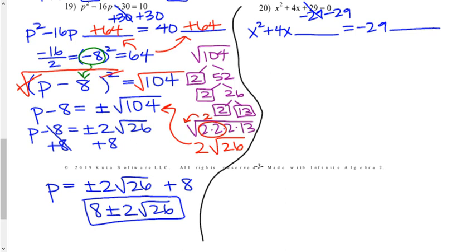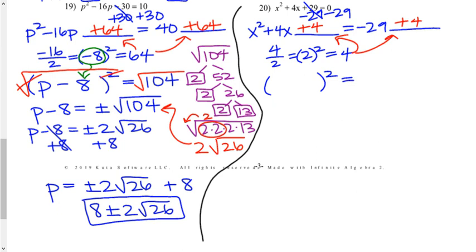All right, then I'm going to take my b value, which is 4, divide it in half, and then square it. So this goes here and here. My left side becomes a binomial squared, so something squared. And then on the right side, I get negative 25. Now don't forget, whatever's in the parentheses goes here. So I get x plus 2 squared equals negative 25.